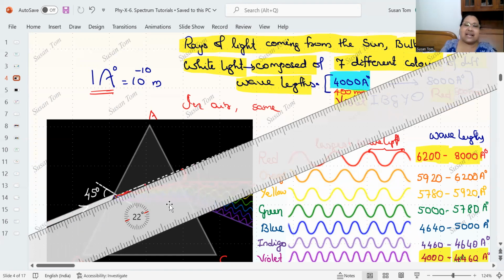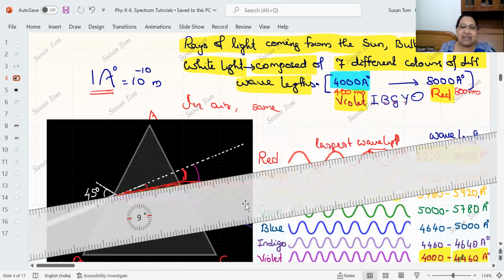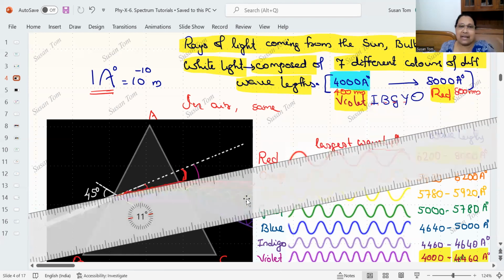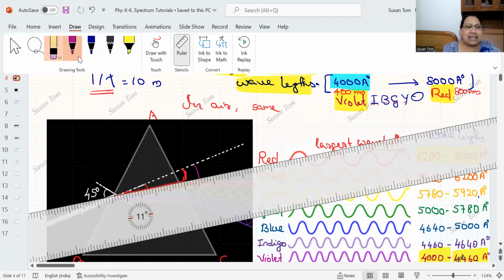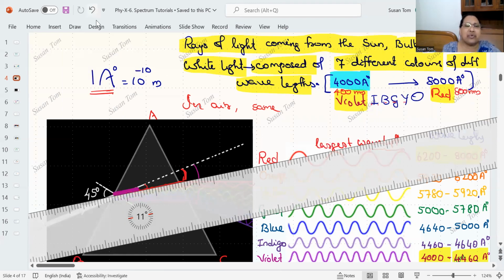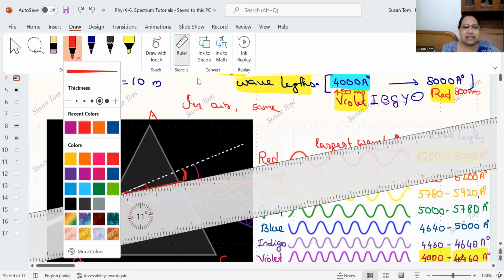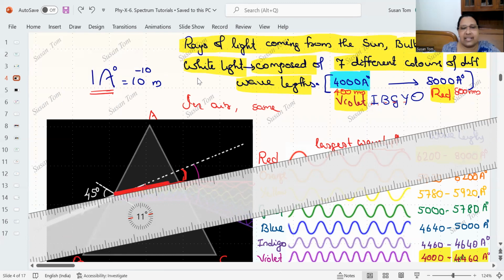When the prism is there, the different colors, since they have different wavelengths, behave differently. Red has the largest wavelength, so it bends from the white light's direction by this much. Among all the 7 colors, red has the largest wavelength. Let me take the red color only. It will start moving in this direction. Only this much it will be bending.